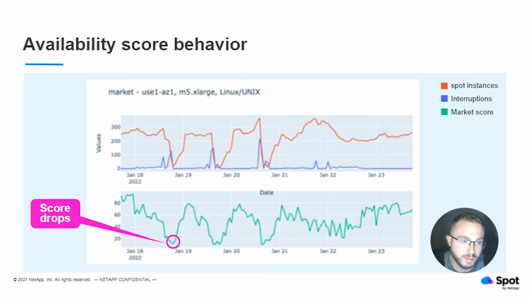So you can see that before the interruption even begins, the market score starts to drop. And this is the benefit, because we can tell even before it happens that there is a chance that we are going to get interrupted soon. And this is because it can learn the patterns, the behavior of the market.